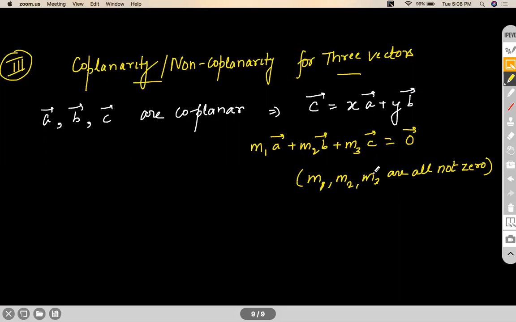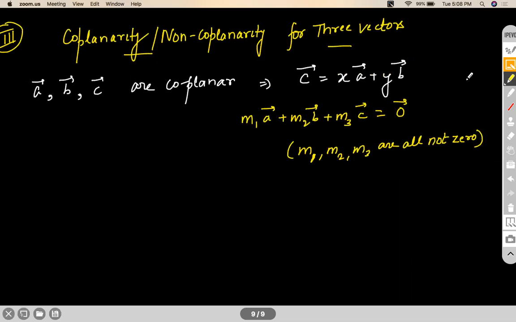Is this fine? Now this concept has been converted to determinants. See how. If A, B, C are coplanar, you can always write one of them as a linear combination of the other two, right? Okay. This we had already discussed through this one only, correct?